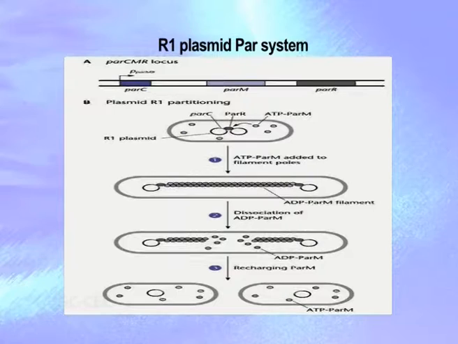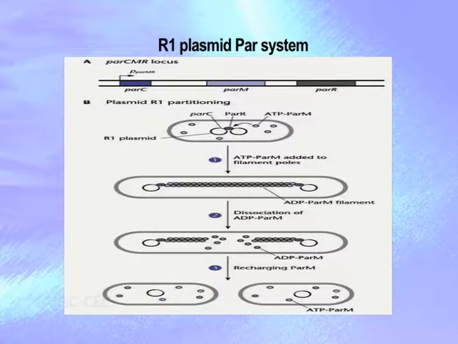So herein, taking R1 as an example, we can see that the three important components are denoted as PAR C, PAR M and PAR R, where PAR C is a cis component or DNA component which is present within the plasmid itself as DNA. On the other hand, PAR M and PAR R are protein coding genes.